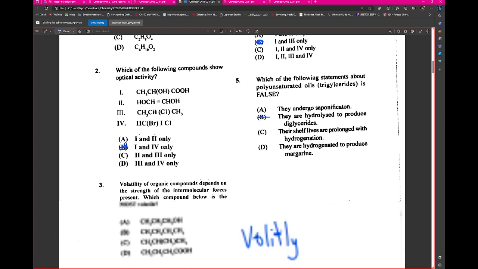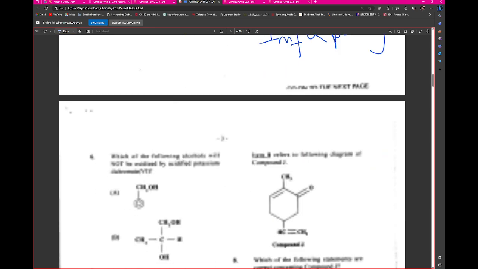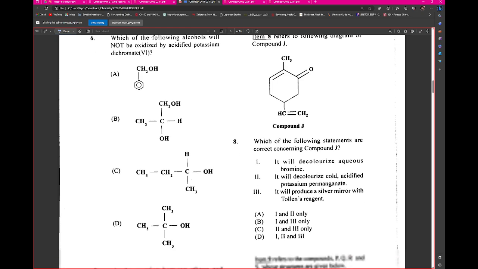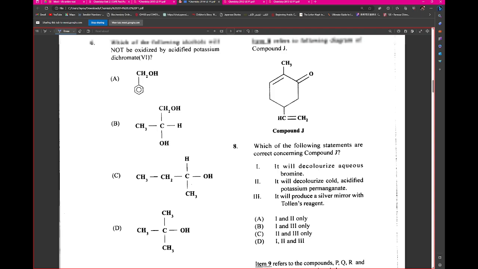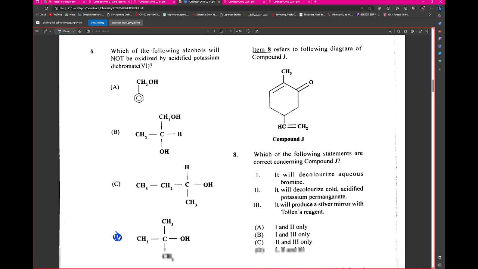Yeah, if you hydrolyze a triglyceride specifically, you shouldn't get a diglyceride. So that should be it. Which of the following alcohols will not be oxidized by acidified potassium dichromate? D. And that would be a tertiary, right? Yep. No reaction with Lucas's test or Jones test, right? Wait, I think, no, Lucas's test, right?